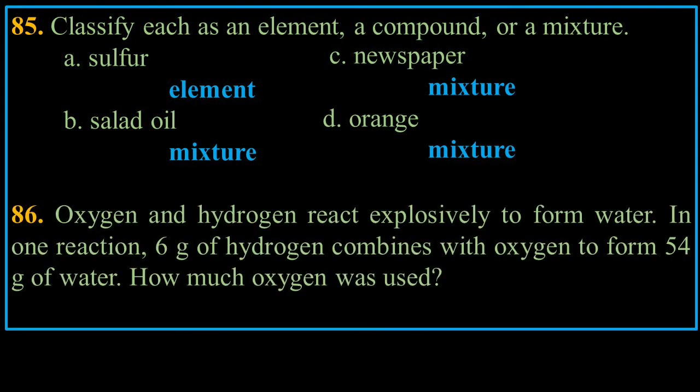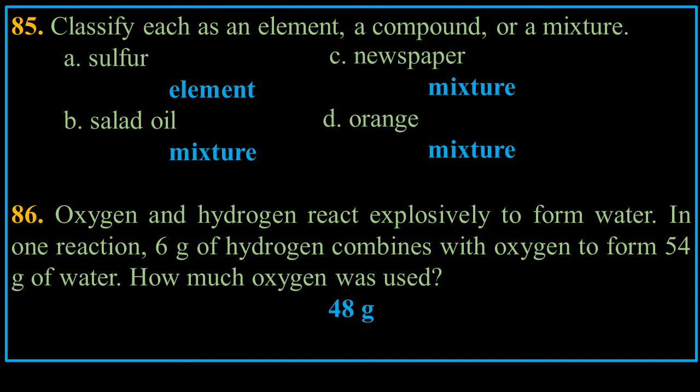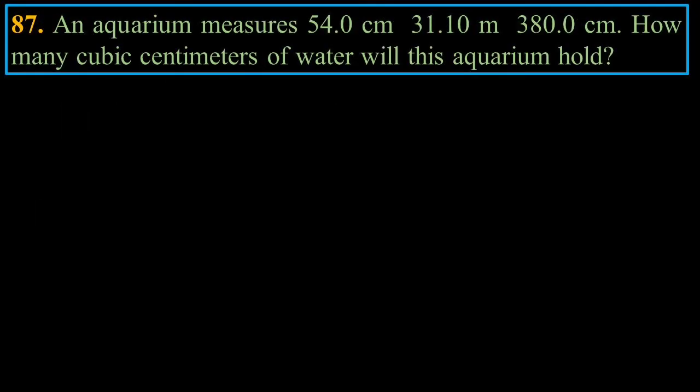Oxygen and hydrogen react explosively to form water. In one reaction, 6 grams of hydrogen combines with oxygen to form 54 grams of water. How much oxygen is used based on the conservation of mass? So it would be 48, because 6 and 48 is 54. That's based on the conservation of mass. Okay, so if you look at that, hydrogen in water, or 6 plus 48 yields 54.